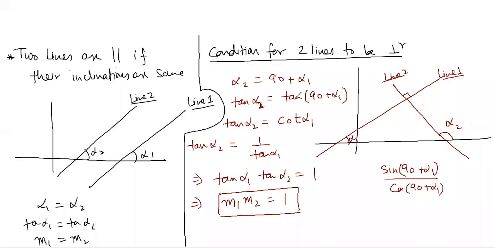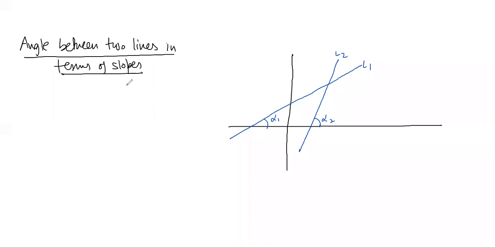So actually tan of 90 plus alpha 1 is not cot of alpha 1, it is minus cot of alpha 1. So it will be minus 1 here. So the condition for two lines to be perpendicular to each other is m1 into m2 equal to minus 1. So we can find out the angle between two lines if their slopes are given.